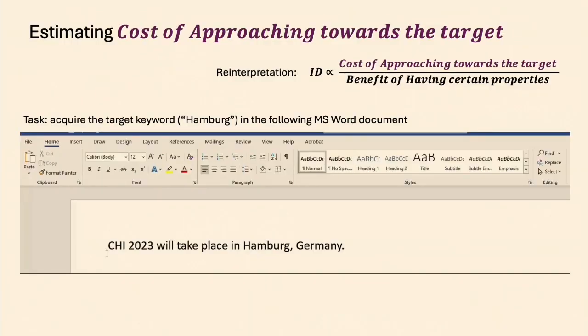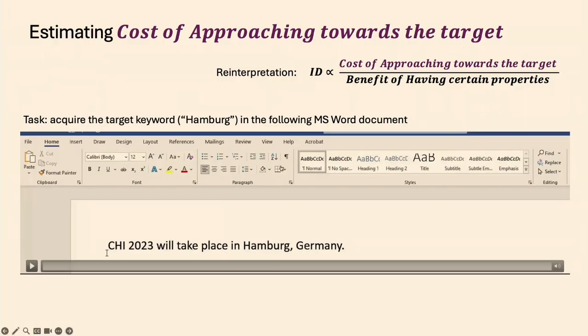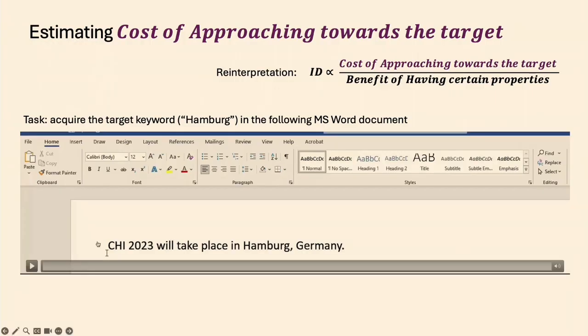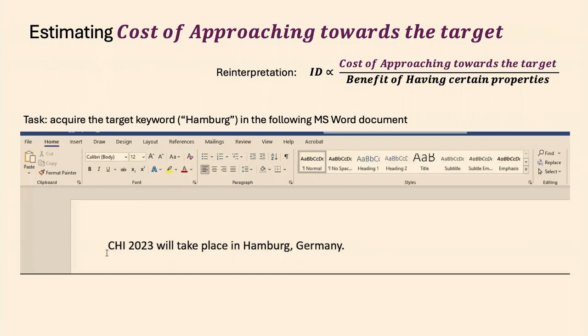So now the first part: how do we estimate the cost of approaching towards the target? I have a demo video. If you look at the video, it would be quite easy to understand the main contribution of the cost. My task at hand is I need to select the word Hamburg. I'm using a screen reader. I'm a blind person.